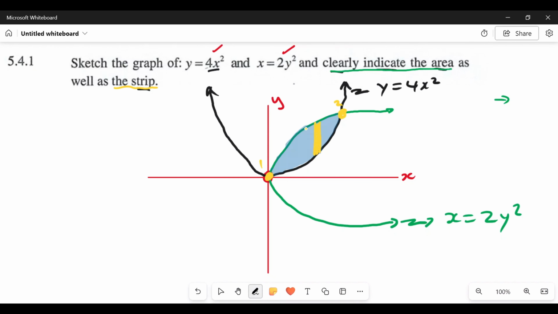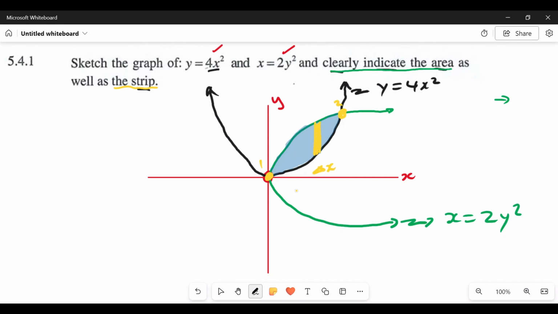Don't put it anywhere other than the shaded area and between these points here, and then you just write change in x. So this is your representative strip, guys. Basically, this is how you draw or solve this type of problem. Now we're gonna continue on this question, on question 5.4.2. But this is how you actually solve this one, guys.